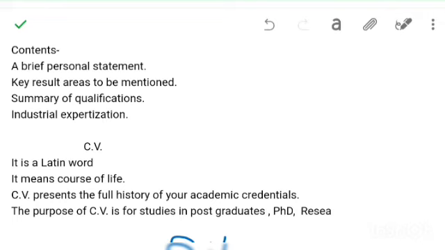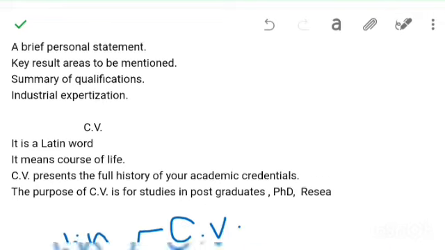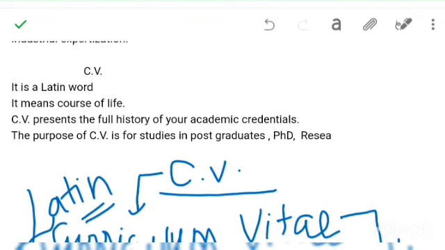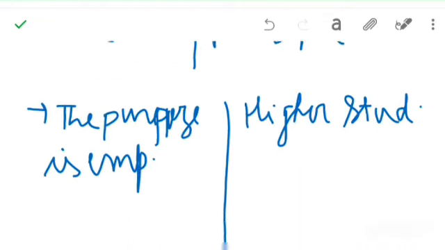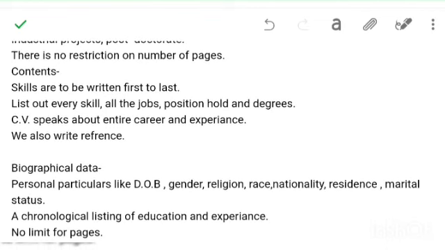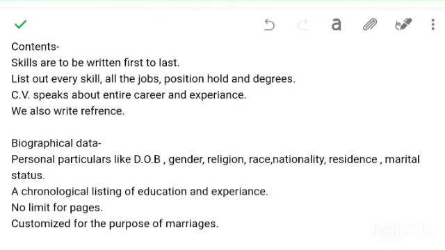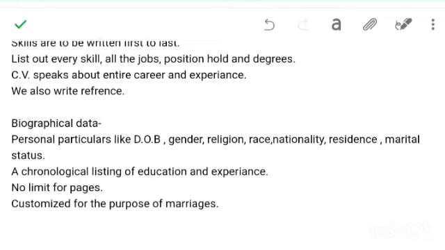CV is derived from a Latin word. It means course of life. It presents the full history of your academic credentials. It is written for various purposes. There is no restriction on the number of pages. Content-wise, skills are to be written first to last. List out every skill that you possess.